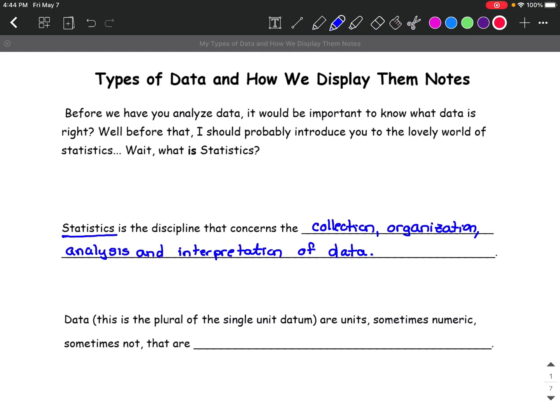It's a group of data, a bunch of data. One piece of data is actually datum, D-A-T-U-M. That's the singular form. So data are units, sometimes numbers, sometimes not numbers, that are collected through observation. And that observation can include surveys, by the way. It doesn't have to, but that's one way we can observe things.